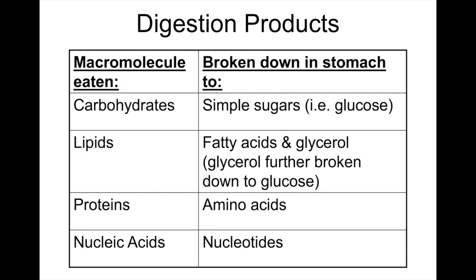And just to remember, when we digest carbohydrates, we break them down to simple sugars like glucose. Lipids, we break them down to fatty acids and glycerol. Remember, we break them down by hydrolysis. We build them up by dehydration synthesis. In dehydration synthesis, you will see a water molecule come out. In hydrolysis, you'll see a water molecule go in and become part of the monomers. Proteins are made from amino acids, and then nucleotides make up the nucleic acids.